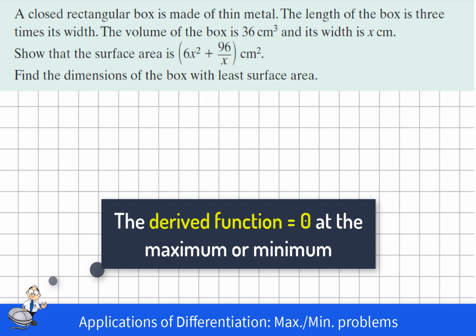In this question, we're told a closed rectangular box is made of thin metal. The length of the box is 3 times its width. The volume of the box is 36 centimeters cubed, and its width is x centimeters. And there's two questions being asked. Firstly, we're to show the surface area is given by 6x squared plus 96 over x in centimeters squared. And we're asked to find the dimensions of the box which has the least surface area.